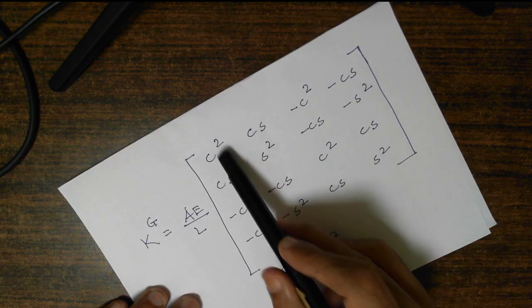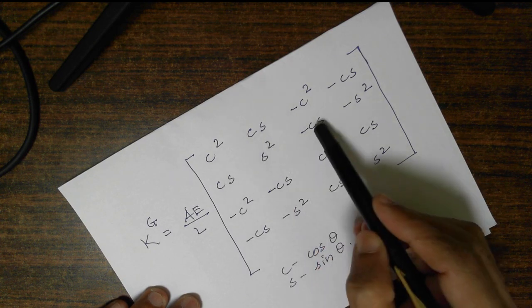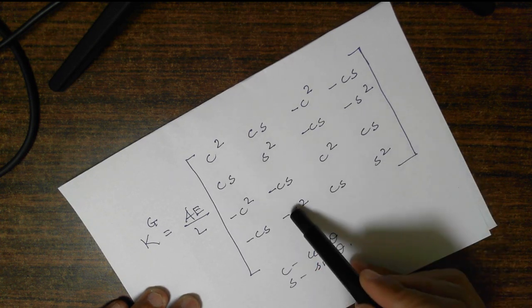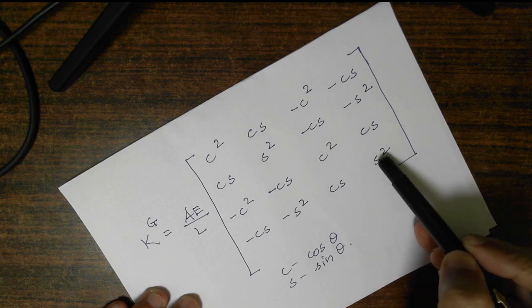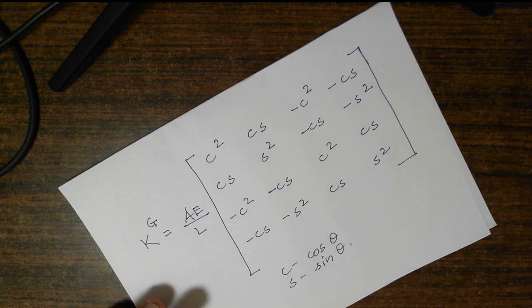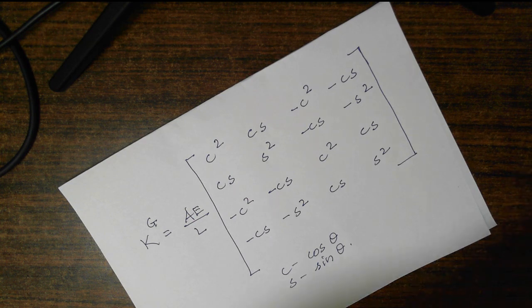So C is cos theta, S is sin theta: C square, CS, minus C square, minus CS, same for the column. Then S square, minus CS, minus S square, column, C square, CS and then S square. Now look at these values. Does it satisfy all the conditions of stiffness matrix? Let us check whether this matrix satisfies all the conditions of stiffness matrix.